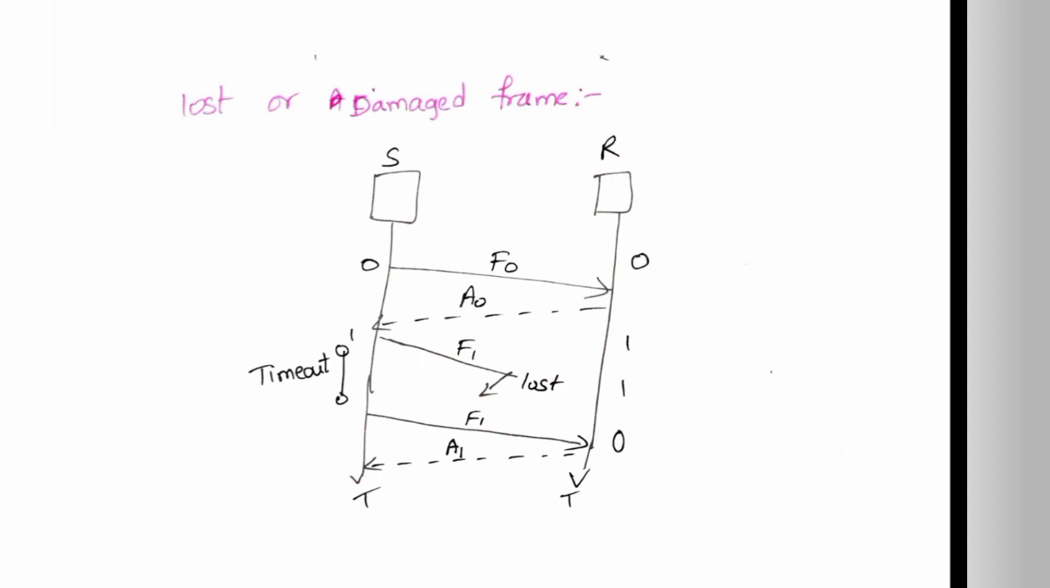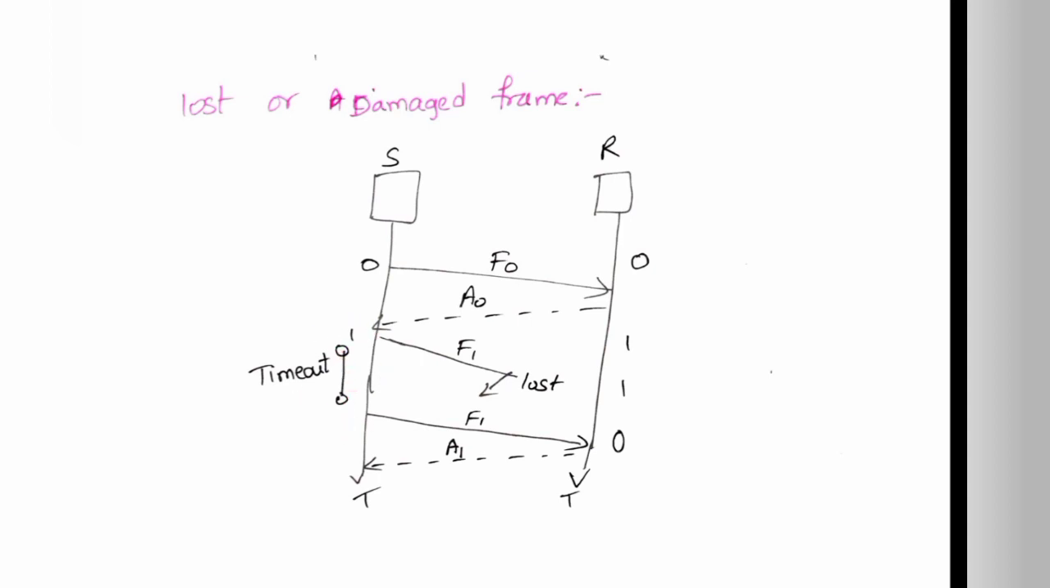For example, if you see the sender and receiver here, the sender will send frame 0 to the receiver side. The receiver will accept frame 0 and send an acknowledgement to the sender side. So the sender will send the next frame, frame 1, to the receiver. But during the transmission, the frame is lost here. So the sender will wait for the acknowledgement here.